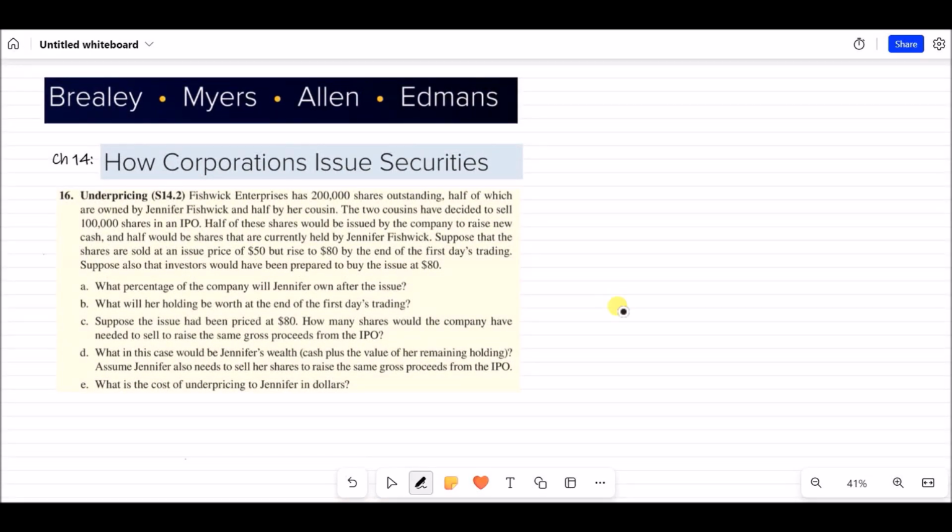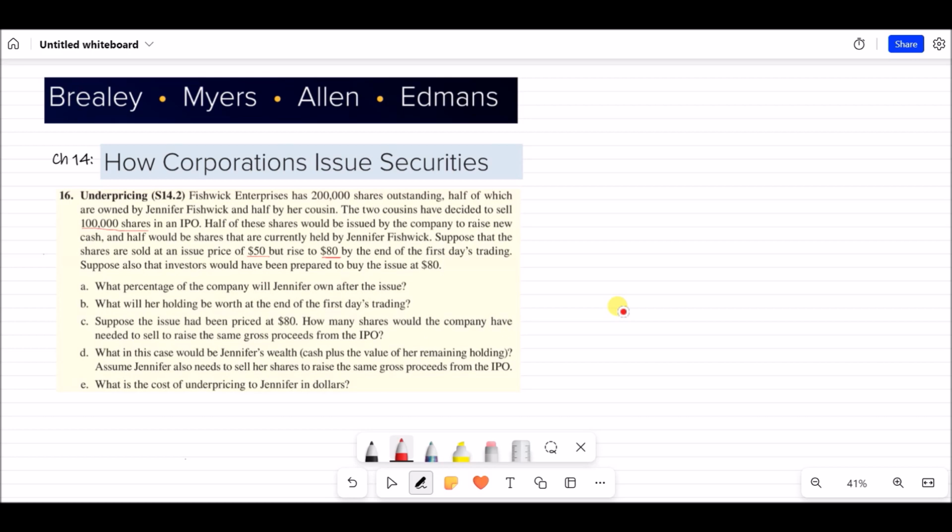Question number 16. The Fishwick enterprise has 200,000 shares outstanding, half of which are owned by Jenny and half by her cousin. The two cousins have decided to sell 1,000 shares in an IPO. Half of these shares would be issued by the company to raise new cash, and half would be shares currently held by Jenny. Suppose that the shares are sold at an issue price of $50 but rise to $80 at the end of the first trading day. Suppose also that investors would have been prepared to buy the issue at $80. What percentage of the company will Jennifer own after the issue?